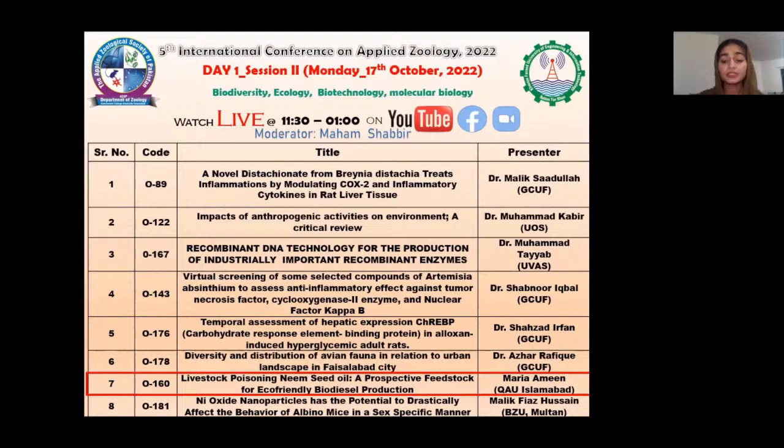Our eighth and last presenter of this session is Malik Faiz Hussain from Bahauddin Zakariya University, Multan. He will share his research work on nickel oxide nanoparticles having the potential to drastically affect the behavior of albino mice in a sex-specific manner. Please, Malik Faiz Hussain from Bahauddin Zakariya University, Multan.